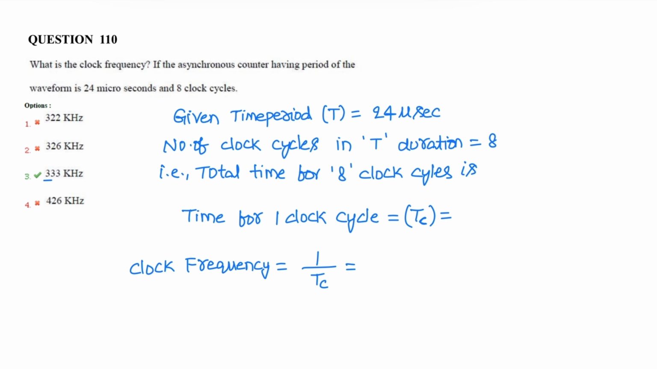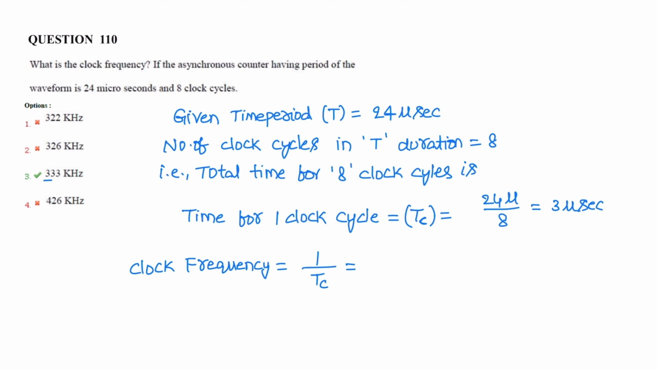Question number 110. What is the clock frequency if an asynchronous counter has a waveform period of 24 microseconds and 8 clock cycles? The given time period is 24 microseconds. The number of clock cycles in this duration is 8. We need to find the time period for 1 clock cycle: total time period 24 microseconds divided by 8 clock cycles. Therefore, the time period for 1 clock cycle is 3 microseconds.